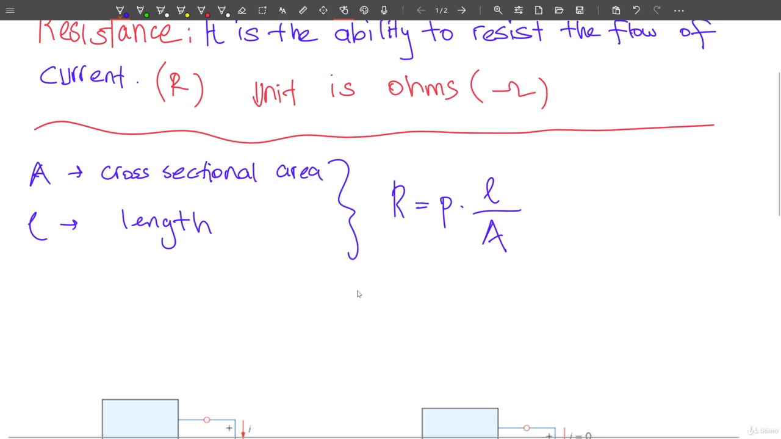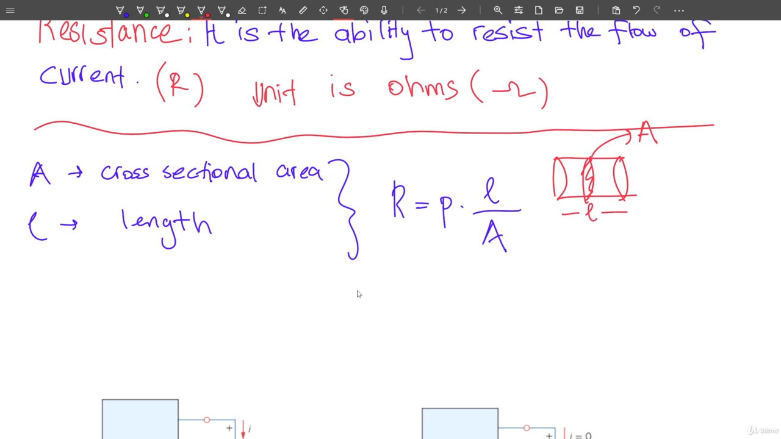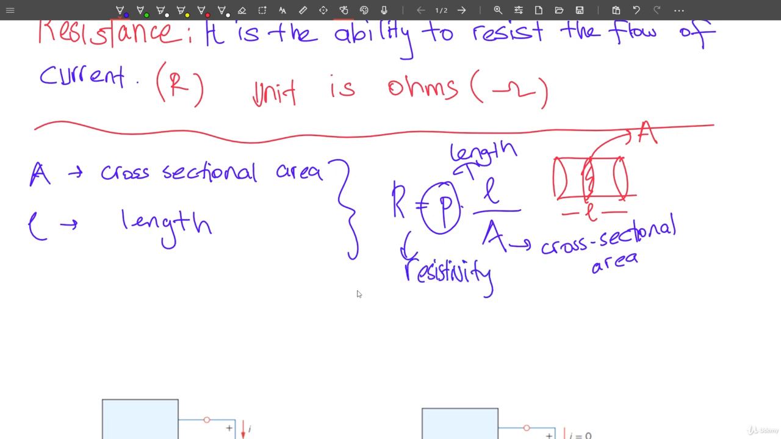Let me draw a material in here just for clarification. Let's say we have this kind of material and it has a cross-sectional area A in here, and let's say the length is L. The formula for resistance of this material is ρ times L over A, where this L is the length. This A is the cross-sectional area. What about this ρ? This ρ is known as resistivity. And actually, resistivity is unique for each material. So each material has different resistivities.